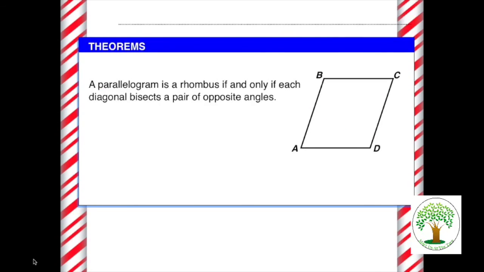Another one you have in your book, and you needed to draw a picture. Hopefully you did, but if you didn't, it's okay, you can draw it now. A parallelogram is a rhombus if and only if its diagonals bisect the pair of opposite angles. So I have right here, these have singles, but this one has doubles.